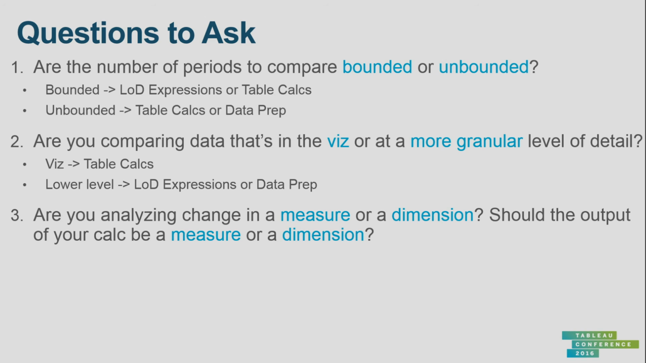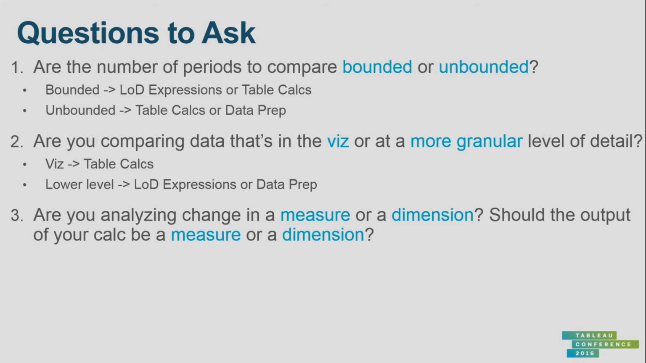The next thing to think about is whether you're analyzing change in measures or dimensions. If you're looking at how is my sales changing over time, that's super easy. We can do that with calcs, we can do it with table calcs. It's quite trivial. But if you're looking at how a dimension is changing over time, so how is a customer changing over time, or how is a patient changing over time, or how is a student changing over time, or anything like that, that's a lot more complex than just looking at how a measure is changing over time.